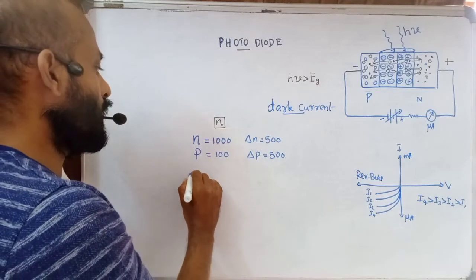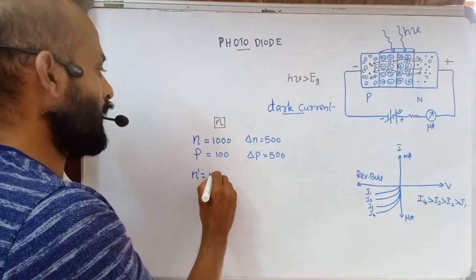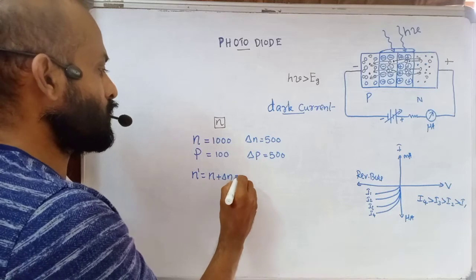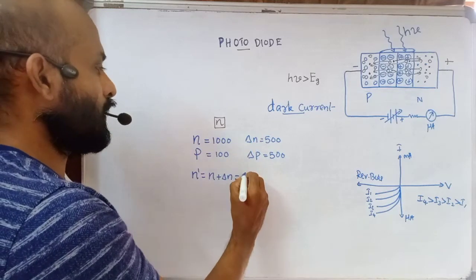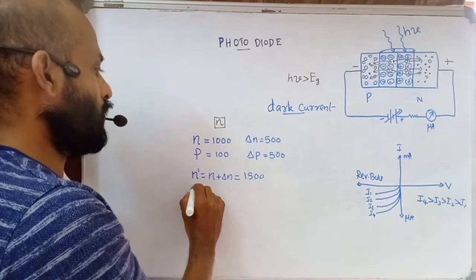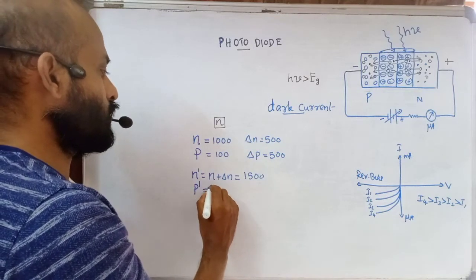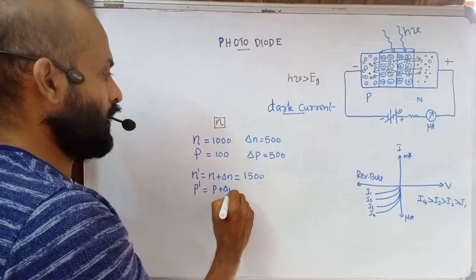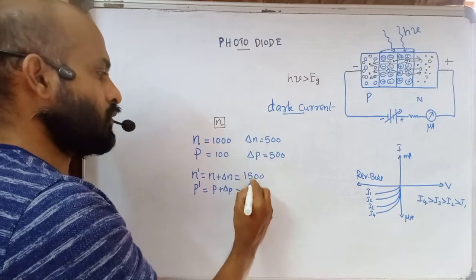Okay. Now what is the new number? N dash is equal to n plus delta n. What is the total number now? N plus delta n is 1500. What about p dash? P dash is equal to p plus delta p. We need to add these two, which gives 600.